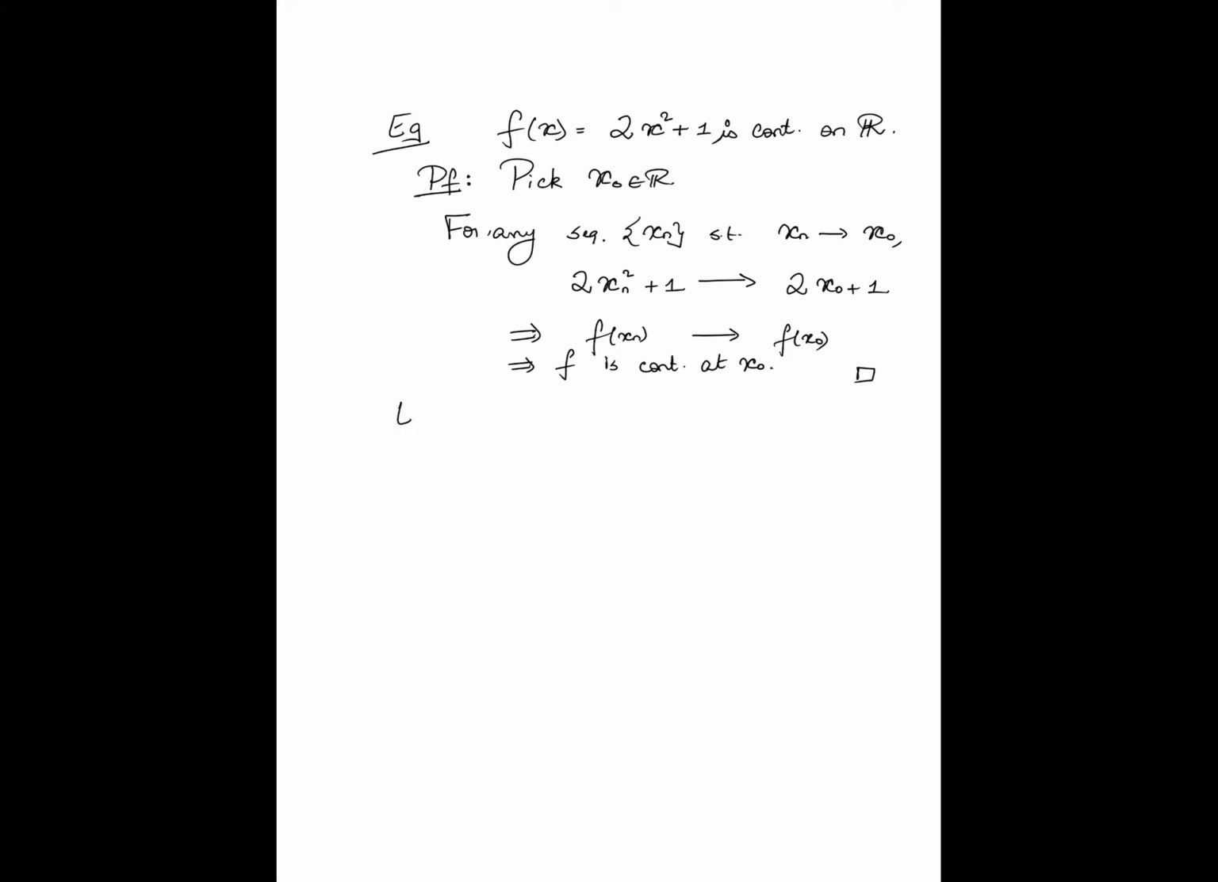All right. Now let's look at another example. In this case, f of x is defined as follows. f of x is equal to, let's say, x squared sine 1 by x for x not equal to 0, and f of 0 is equal to 0.